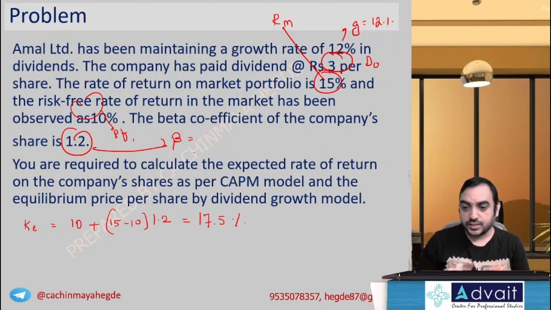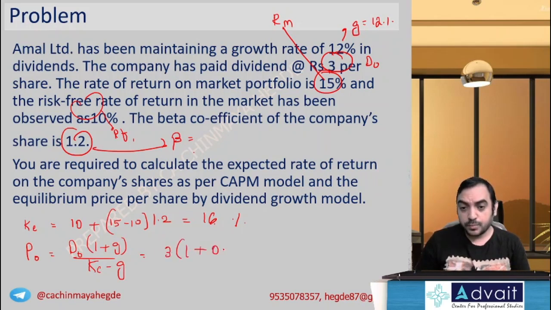6 plus 10, okay, 16%. And calculate the equilibrium price P0 as per the dividend growth model: D0 into 1 plus g, divided by Ke minus g. D0, the dividend just paid, is 3 per share, into 1 plus growth rate 0.12, divided by cost of equity 0.16 minus growth rate 0.12. So 3 into 1.12 divided by 0.04.